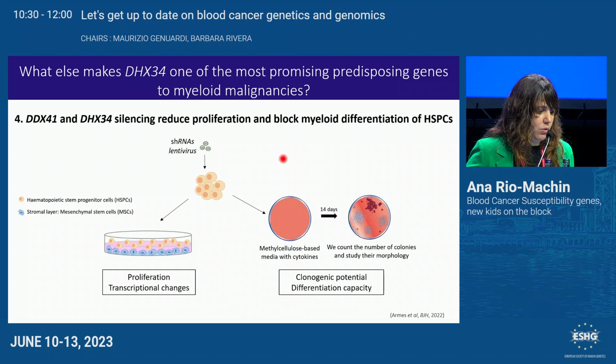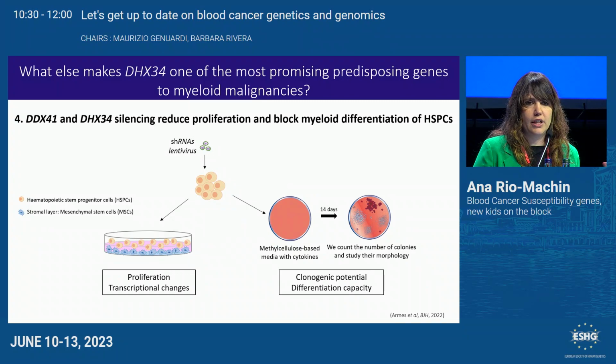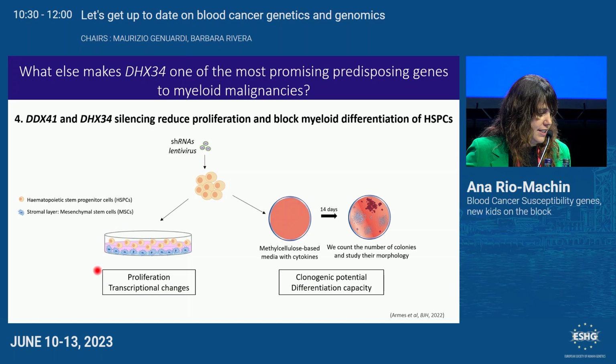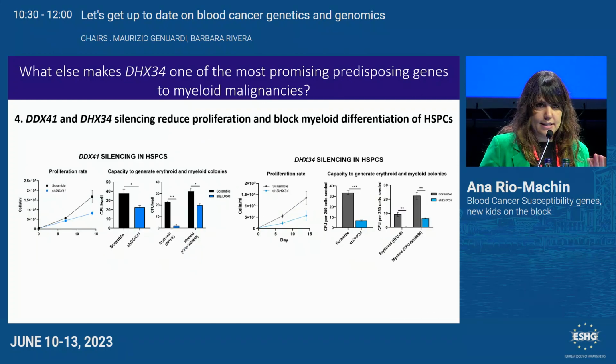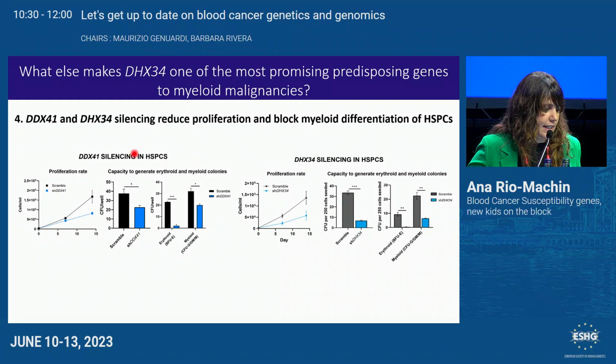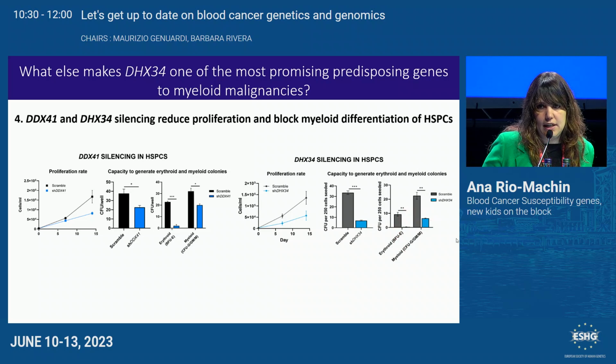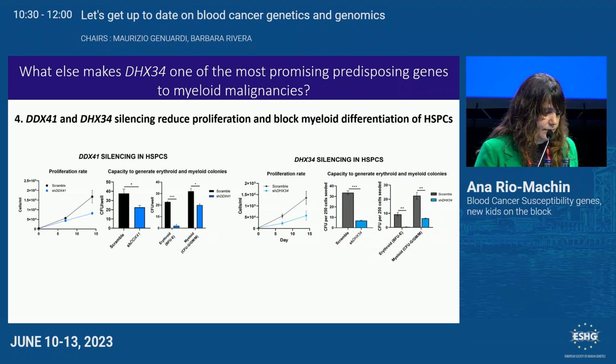So we wanted to see which were the consequences of the silencing of DDX41 and DHX34 in human hematopoietic stem progenitor cells. So we silenced these two genes, and we performed a co-culture with a stroma layer of mesenchymal stem cells to mimic the bone marrow niche. And then we also performed a colony-forming unit assay. So that's very, very preliminary, but we've seen that both DDX41 and DHX34 silencing decrease the proliferation and decrease the number of colonies of HSPCs, in particular myeloid and erythroid colonies.